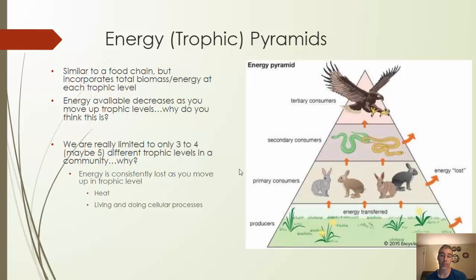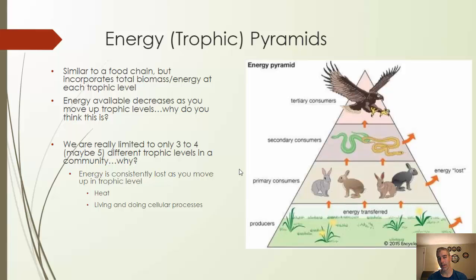An energy pyramid is a little bit different. An energy pyramid looks at the actual total amount of energy that's available, and it shows how at each level there's less and less energy available as you move up, which is what limits the number of trophic levels we have. And trophic levels are these levels of eating relationships within a community. We are really limited to only 3, 4, maybe 5 of these levels beyond producers.